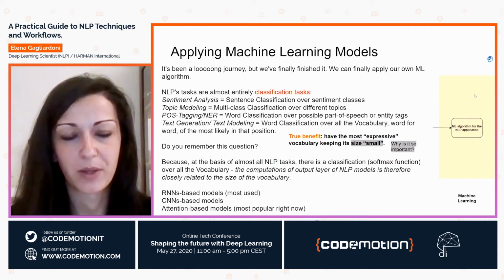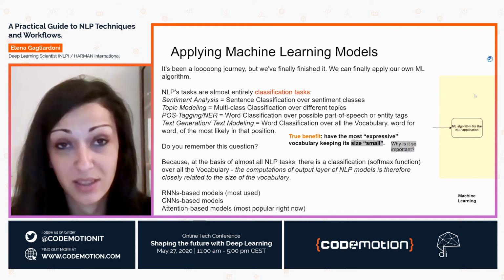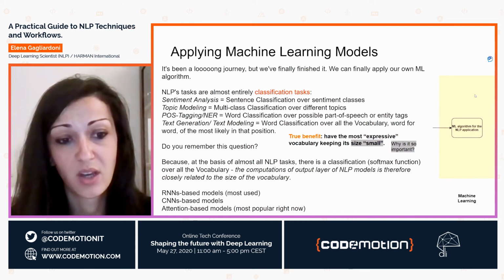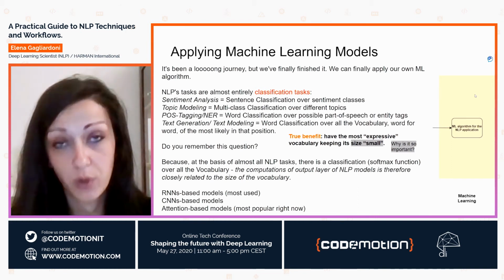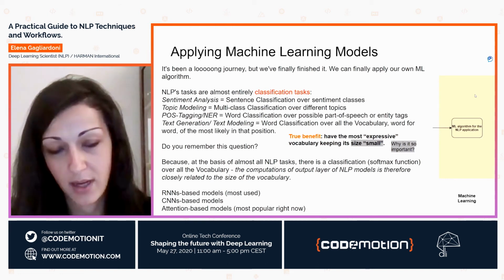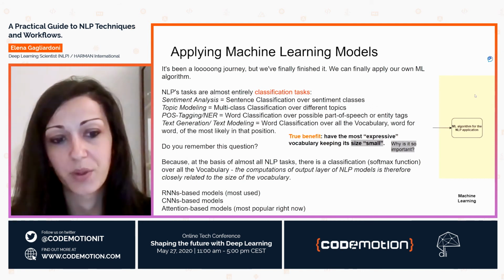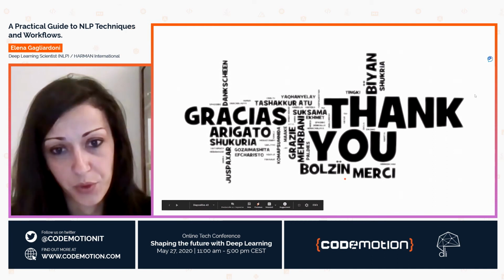When we are talking about natural language processing in general, we talk about recurrent neural network-based models. There are also a few examples of applications of convolutional neural networks in natural language processing, but the most popular models for natural language processing right now are based on the attention mechanism. Thank you for your attention.